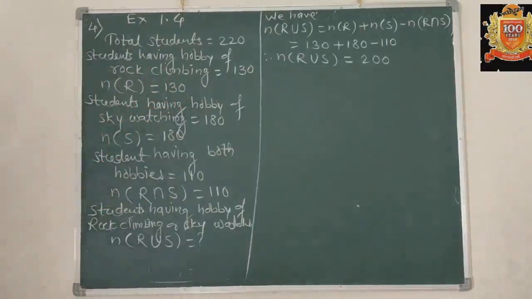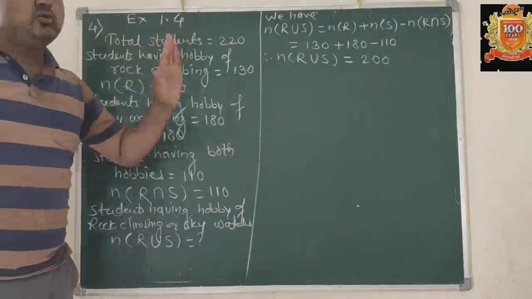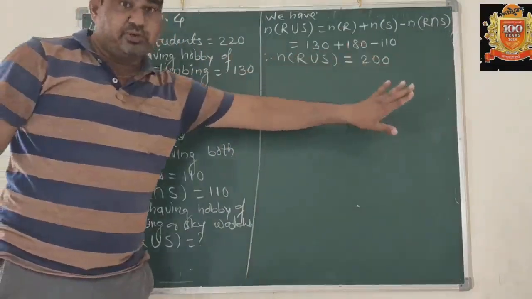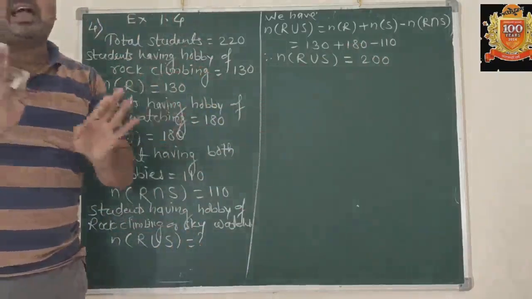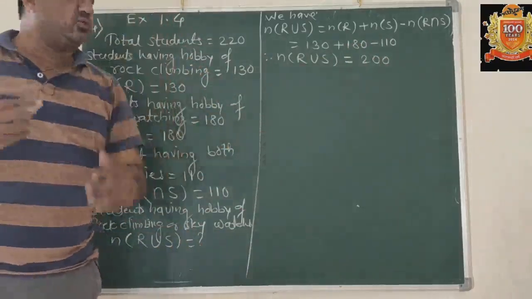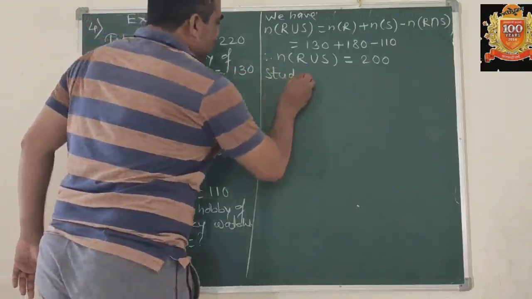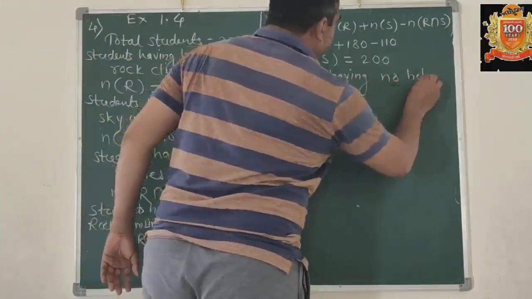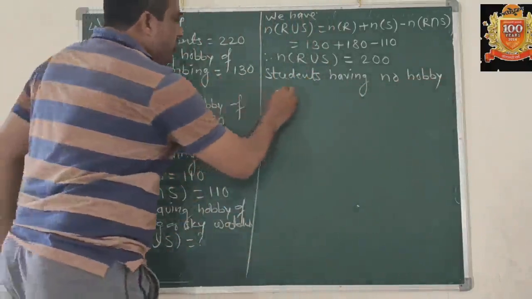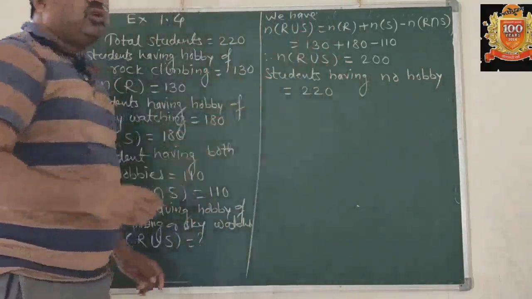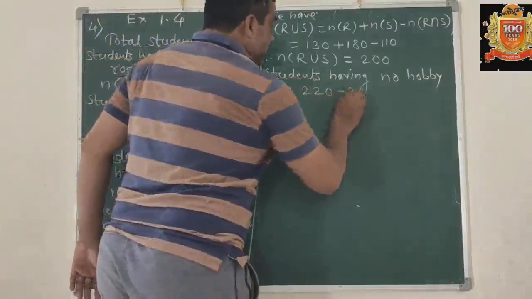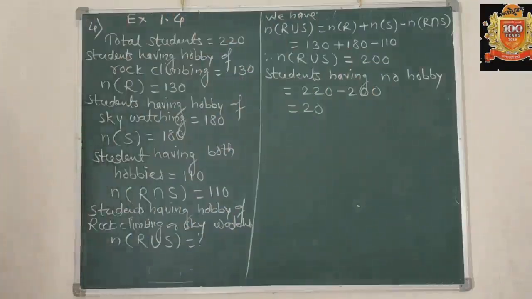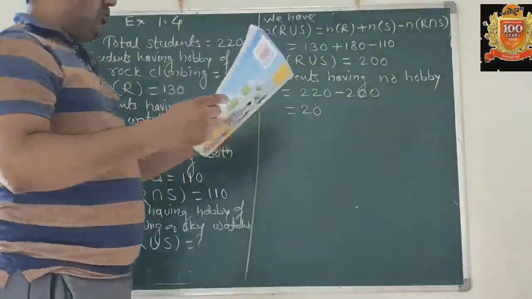Now check how many students are there. Total students 220, and out of 220 students, 200 students have one of the hobbies. That means the remaining students don't have any hobby. So first of all we want to find out those students having no hobby. From the total 220, subtract the students who have one of the hobbies. So here 20 students don't have any hobby.